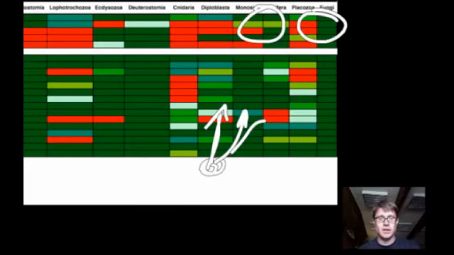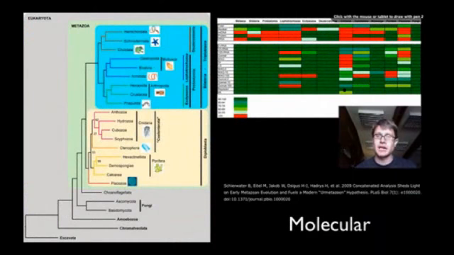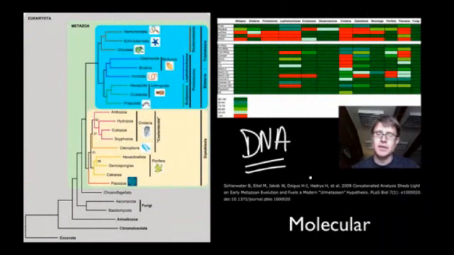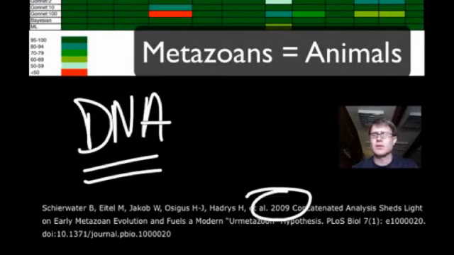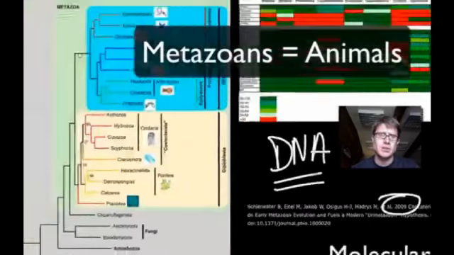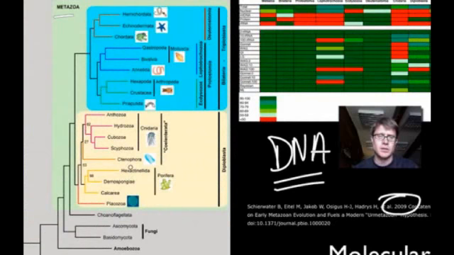Next, I want to talk about molecular data. So molecular data is looking at the DNA, so looking at the genetic code. And so this is a study that was done in 2009, and what they were trying to figure out is where metazoans fit and who's related to whom. And every time I have a new biology book, I find that this is actually organized a little bit differently.